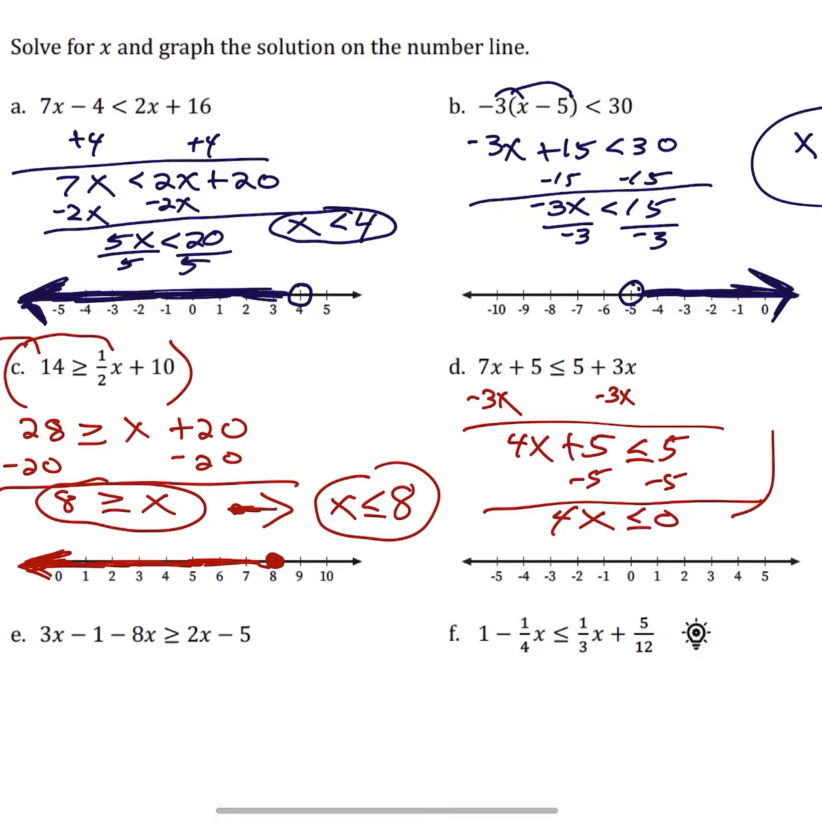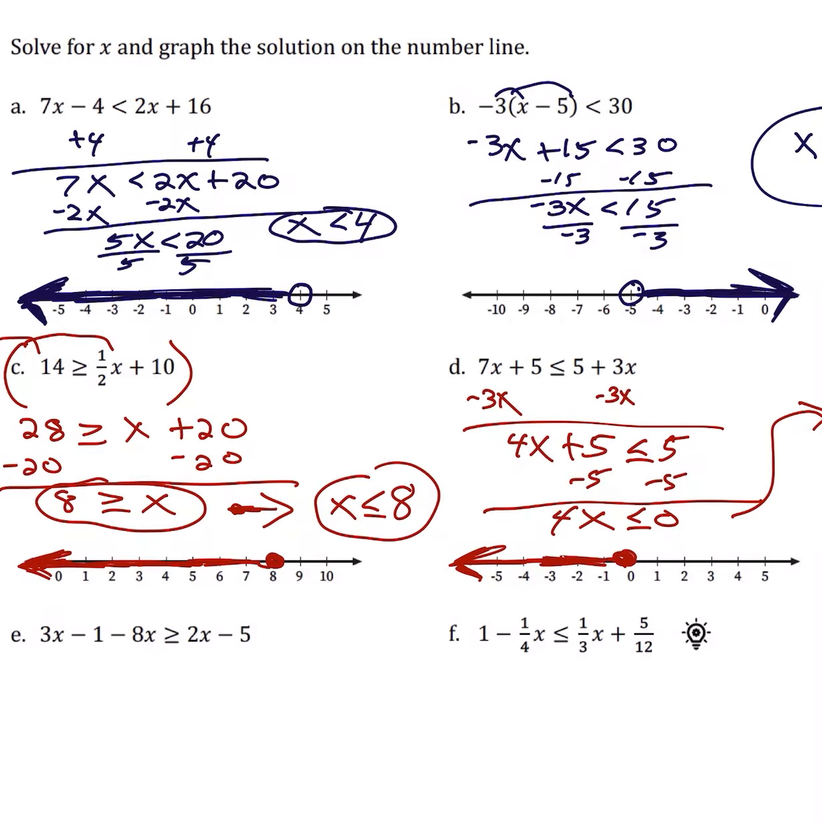Now, once we get that, I'm going to rewrite that to just have plenty of space. 4x is less than or equal to 0. I'm going to divide both sides by 4. This is where you really have to know that 0 divided by anything is just 0. So x is less than or equal to 0, meaning any value to the left of 0, including 0, thus the solid circle, is a solution.